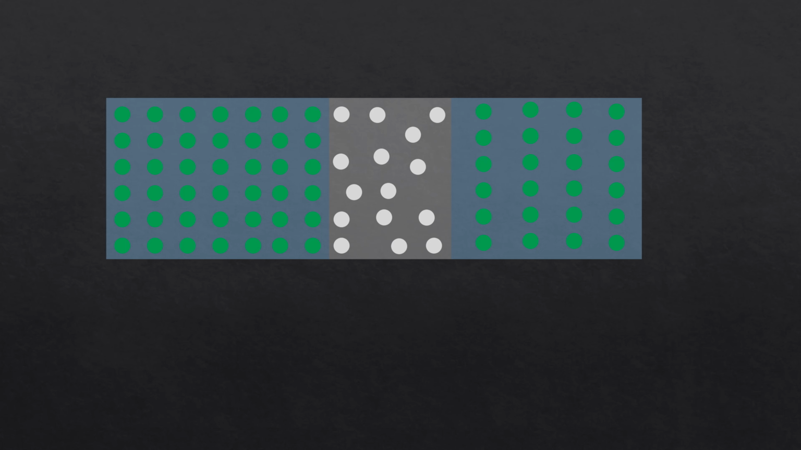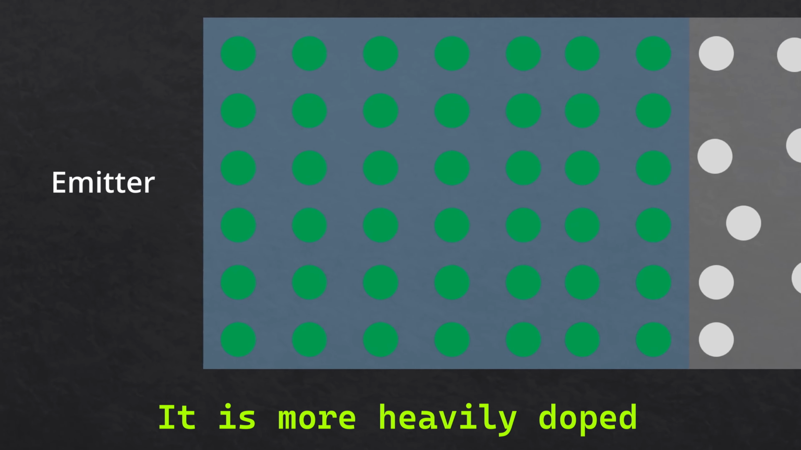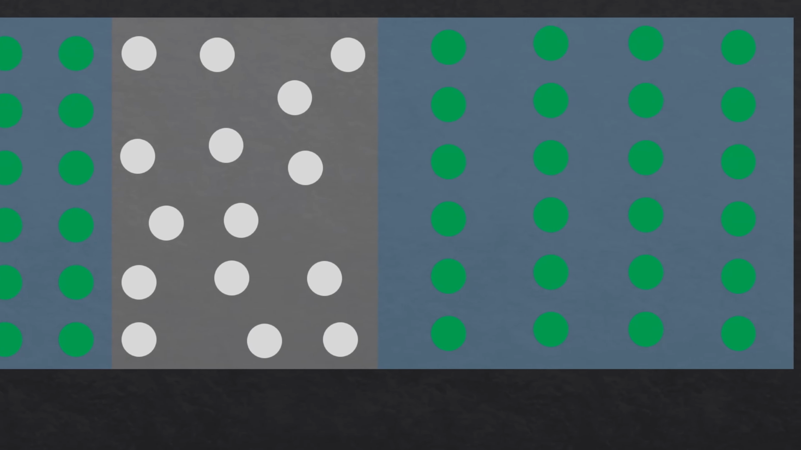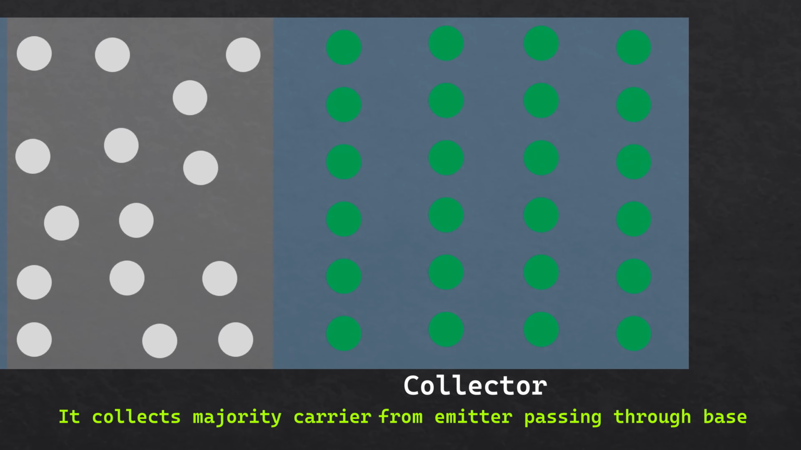Emitter: it is more heavily doped than any of the other regions because its main function is to supply majority charge carriers to the base. Base: it forms the middle section of the transistor. It is very thin, about 10 to the power minus 6 meter, as compared to either the emitter or collector, and is very lightly doped. Collector: its main function, as indicated by its name, is to collect majority charge carriers coming from the emitter and passing through the base.